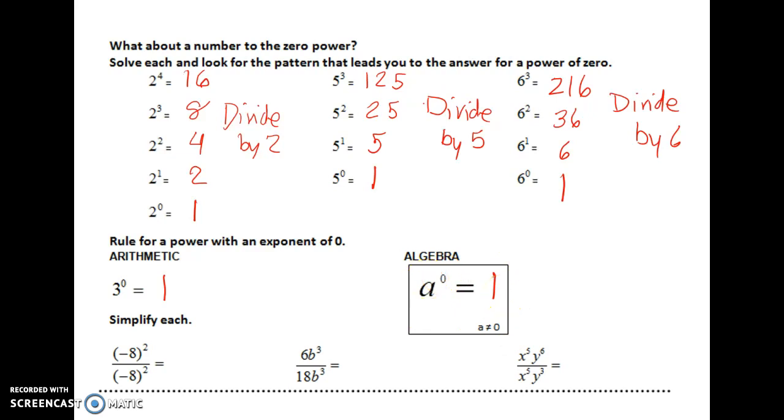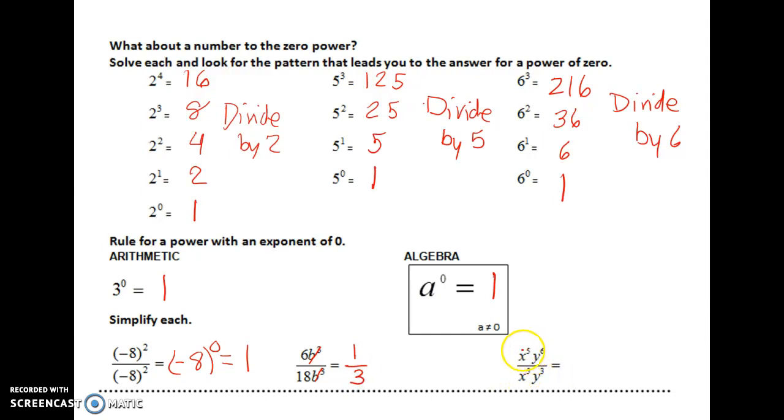So if we simplify these, we can use our exponent rules with division to help us out. These are the same bases, so we can subtract the exponents, and that would be the same as having negative 8 all to the power of 0, which is 1. Or you can think about if you have the same thing divided by the same thing, we're going to have 1. Over here, this divided by this would pretty much cancel, and we have 6 over 18. And 6 over 18 can be reduced to 1/3.